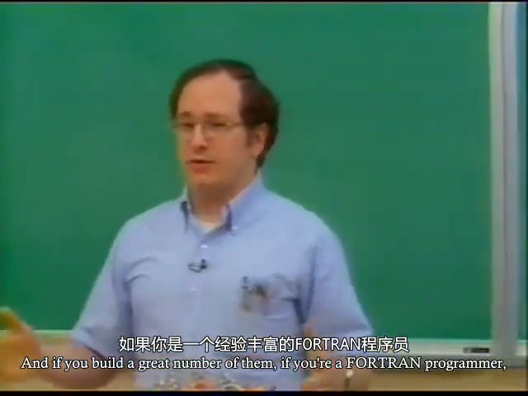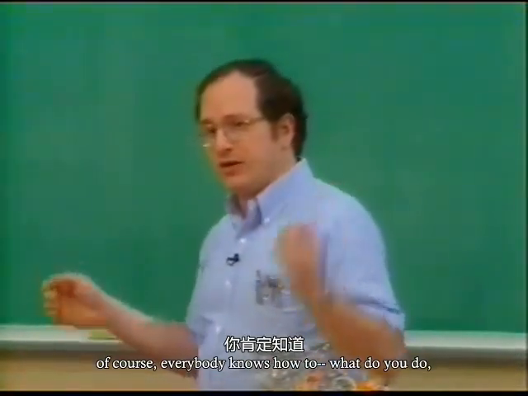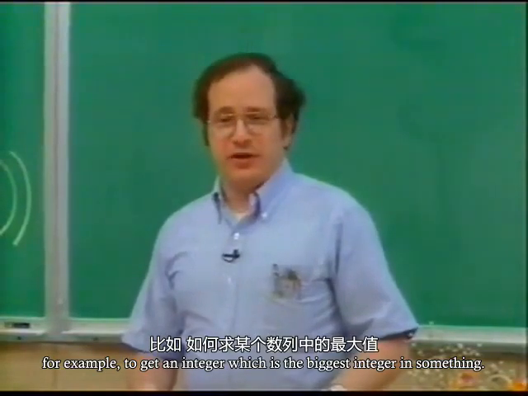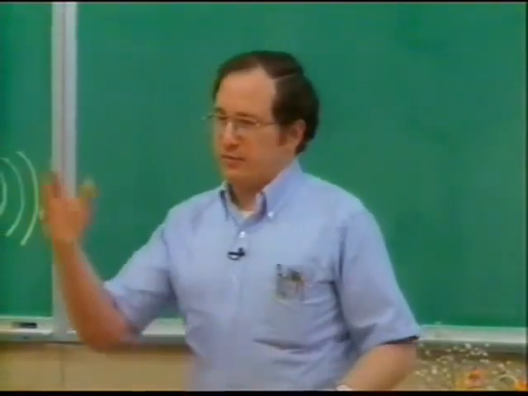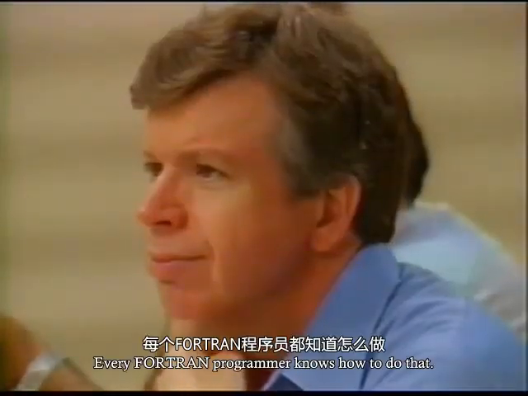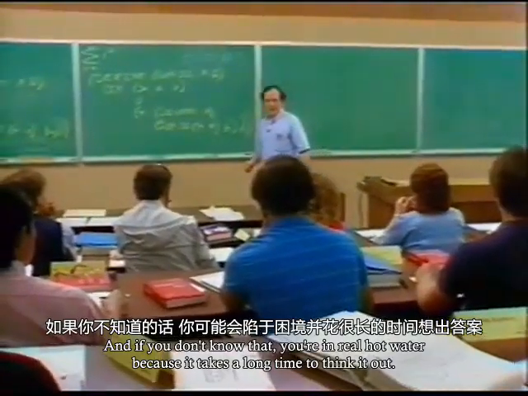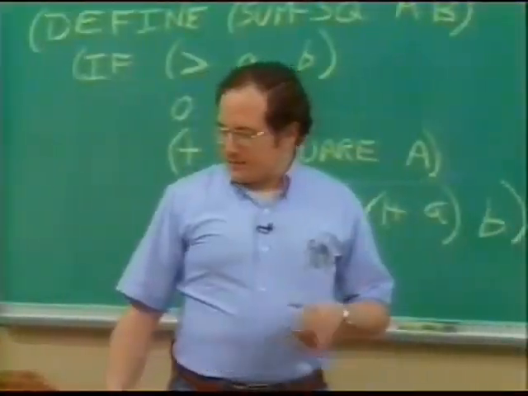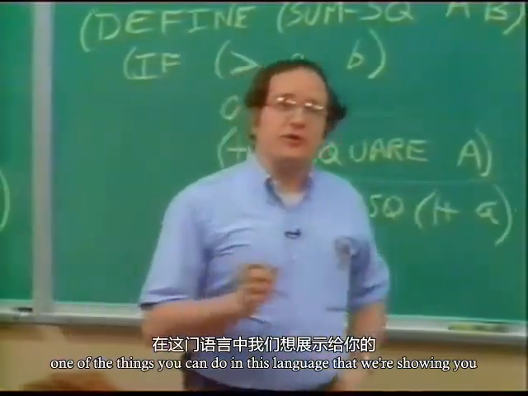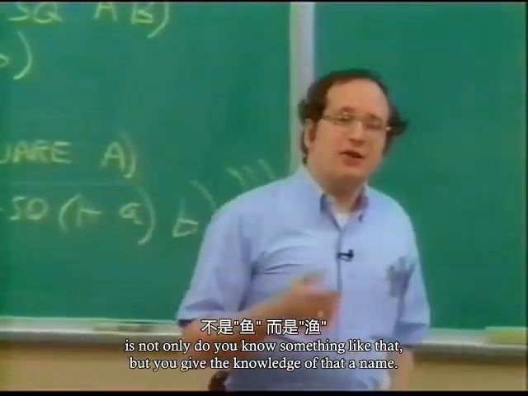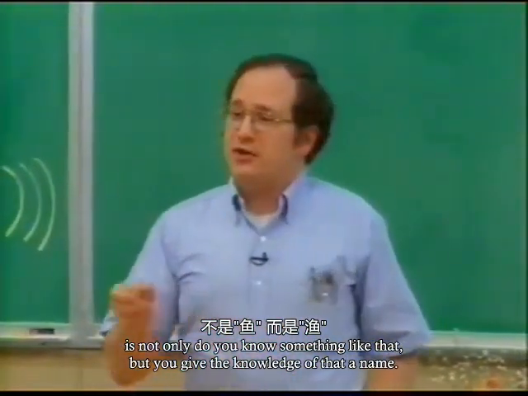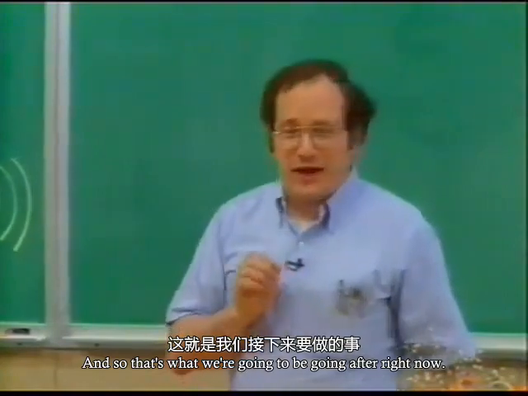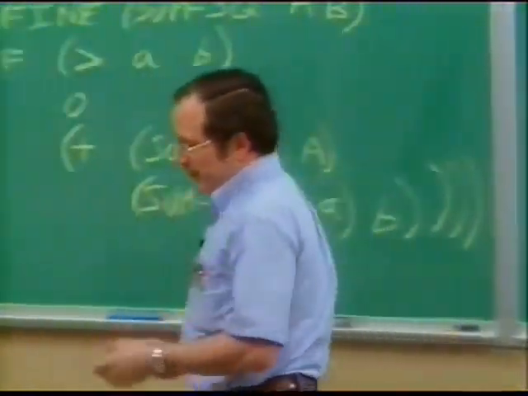And if you build up a great number of them, if you're a Fortran programmer, of course, everybody knows how to, what do you do? For example, to get an integer, which is the biggest integer in something. Okay, it's a classic thing. Every Fortran programmer knows how to do that. And if you don't know that, you're in real hot water, because it takes a long time to think it out. However, one of the things you can do in this language that we're showing you is not only can you know something like that, but you can give the knowledge of that a name. And so that's what we're going to be going after right now.